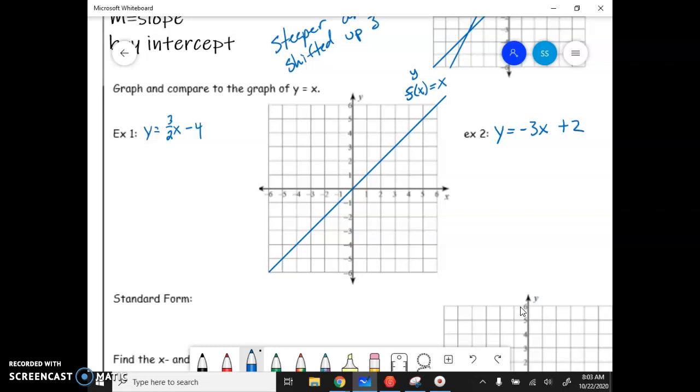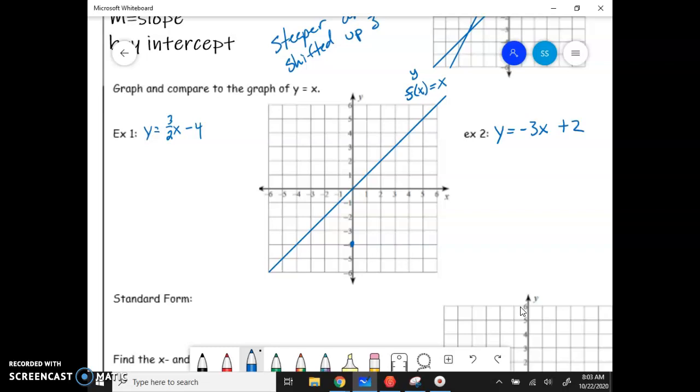Okay, so remember, we always start with the y-intercept. If you want to write that down in your margin, you should. If you need that reminder, always start at the y-intercept. So I'm going to do example 1 first. I'm going to start here on the y-axis. Okay, negative 4 is our y-intercept.